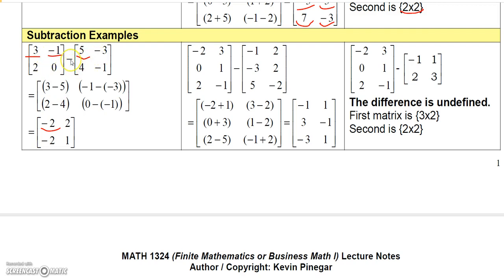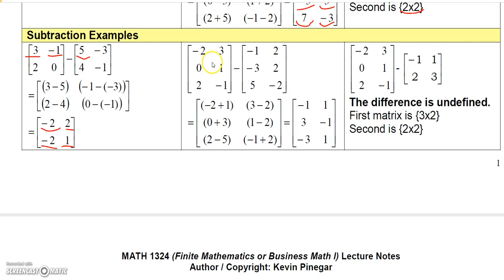Now be careful when you're subtracting, because remember you have to change signs when you have a minus times a minus. So -1 minus -3 is actually -1 plus 3, which would be 2. And then here we have 2 minus 4, which is -2. And then again we have 0 minus -1, and 0 minus -1 would be 0 plus 1, which is 1.